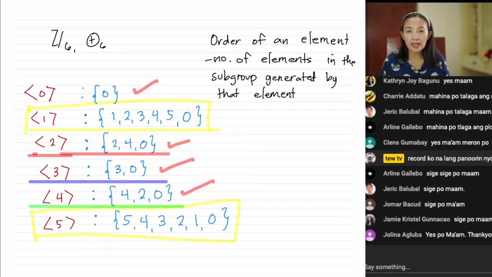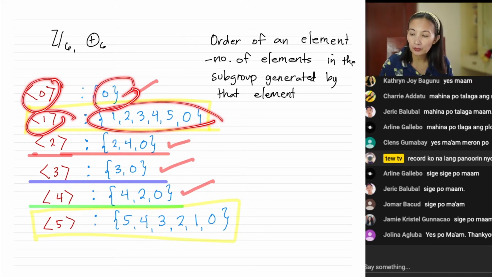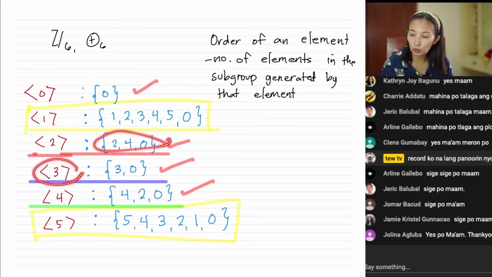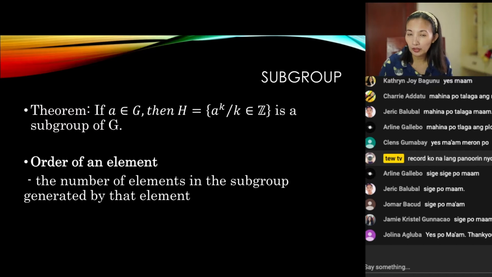So, if I would ask you now, what is the order of 0? 1. What is the order of 1? 6. Okay? The order of 0 is 1, 1 element. The order of 1 is 6, 6 elements. The order of 2 is 3. The order of 3 is 2. The order of 4 is 3. Okay? So that is what we mean by order of an element. Order of an element is the number of elements in the subgroup generated by that element.